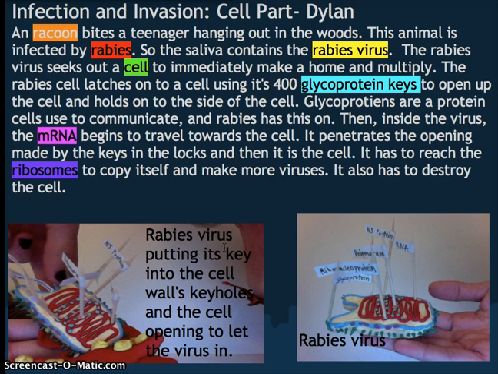Glycoprotein is a protein that cells use to communicate, so they will open when they see some keys. What it does is the cell opens, and then the rabies injects its mRNA into the cell.